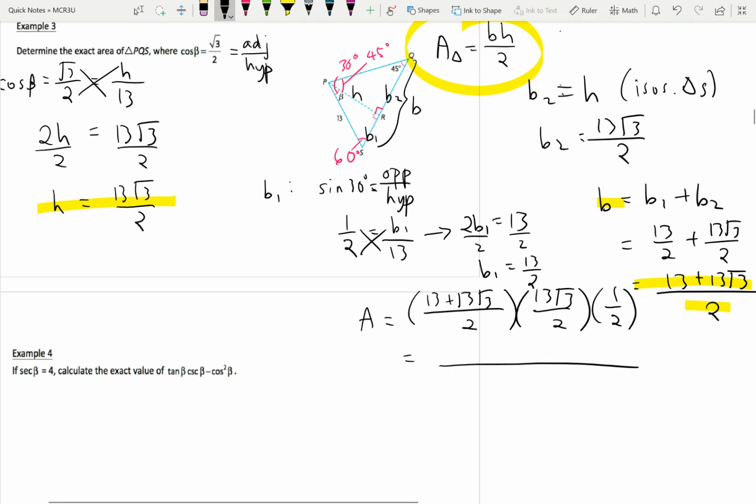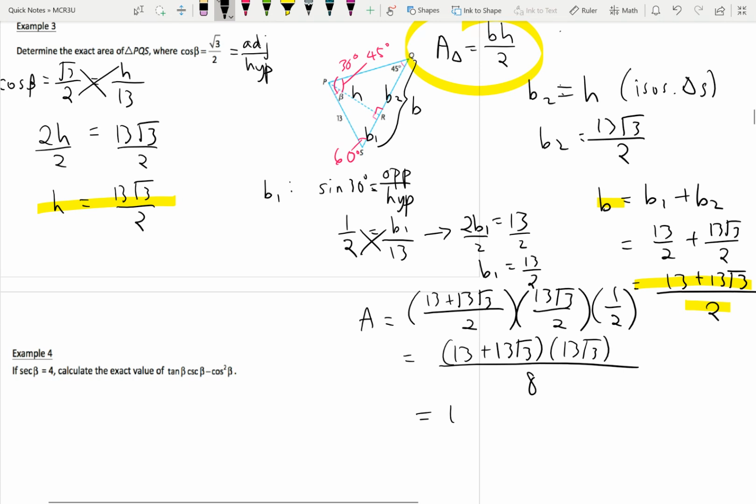So 2 times 2 times 2 is 8. And finally, I can rewrite all of this as 13 plus 13 root 3 times 13 root 3. And at this point, what I can do is also expand it, because I don't like having so many brackets. I'm going to take this 13 root 3 and multiply it to everything inside here.